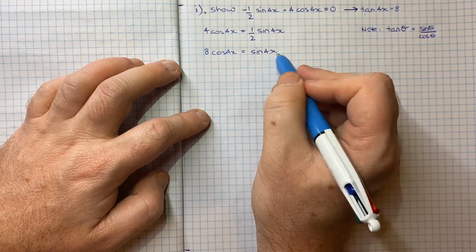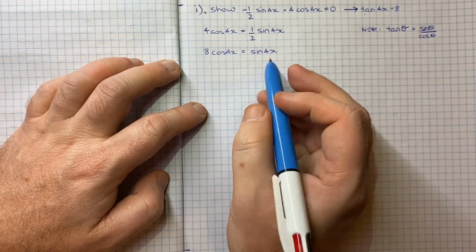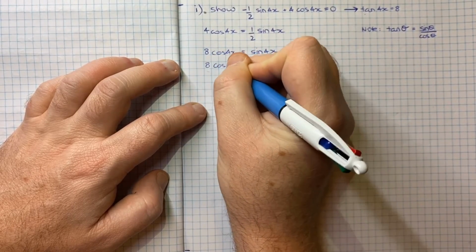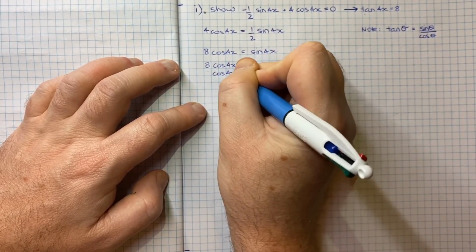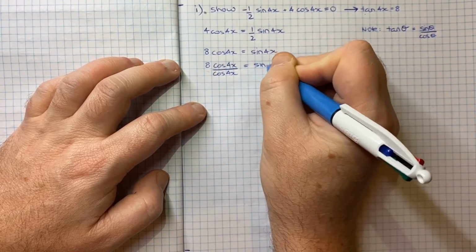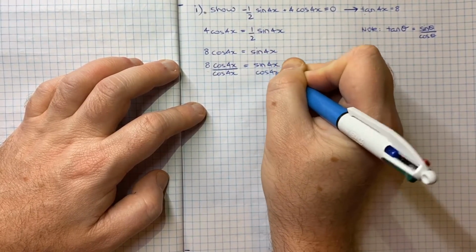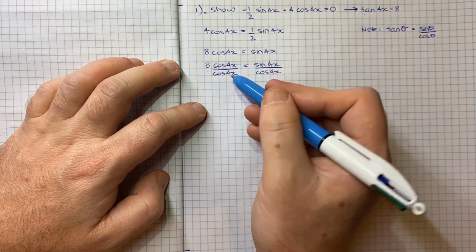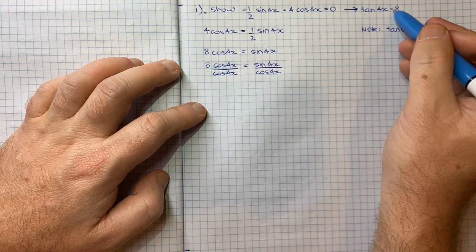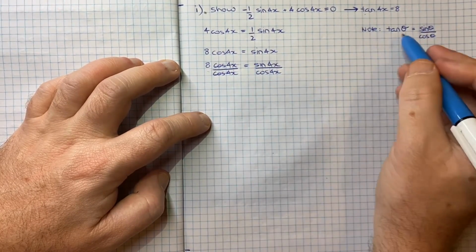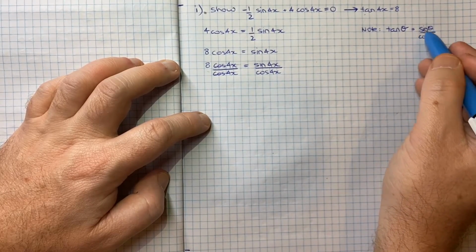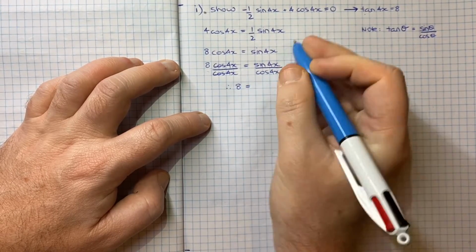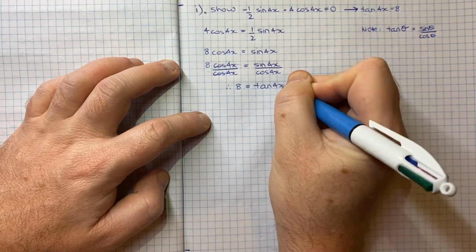But if I'm going to do that to this side, I need to do it to this side as well. So let's divide both sides by cos 4x. So 8 cos 4x over cos 4x will be equal to sin 4x over cos 4x. Now these two cos 4x's will cancel each other, leaving just the 8, which is good because that's all we really wanted. And as I mentioned, this rule, tan theta equals sin theta on cos theta, we can apply so that we can say therefore 8 is equal to tan 4x.